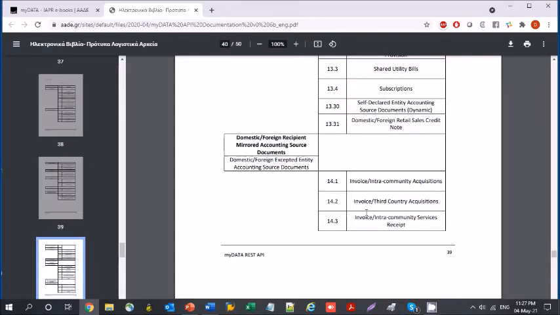including Great Britain. As you can see, there is no code for incoming invoices from domestic vendors, since these documents should not be uploaded by the company. The domestic incoming documents have to be downloaded from MyData after being uploaded from our domestic vendors. 14.31 is used for incoming domestic credit notes.